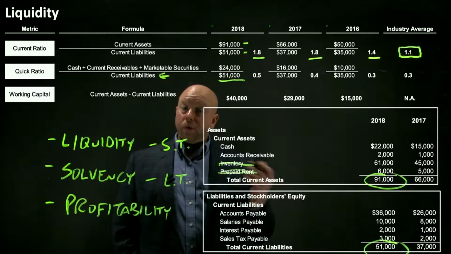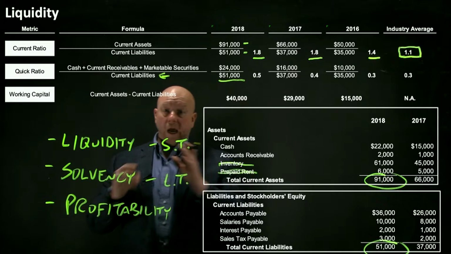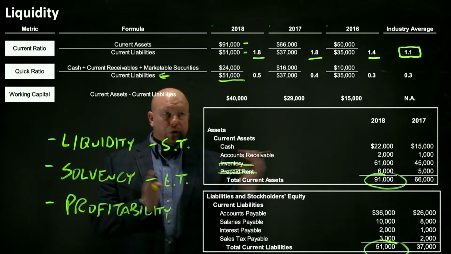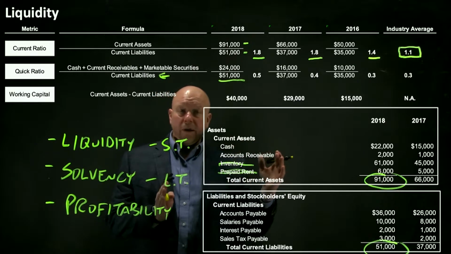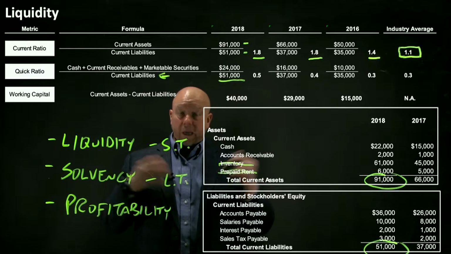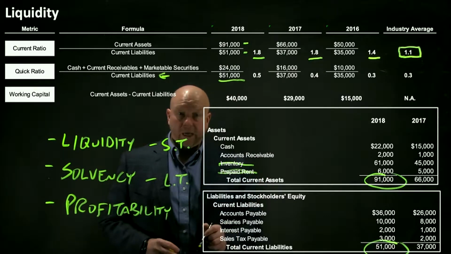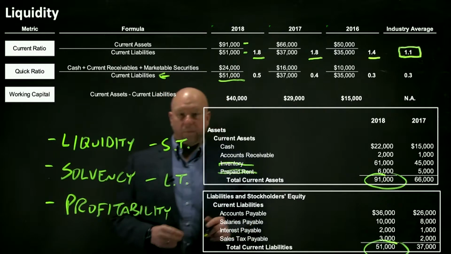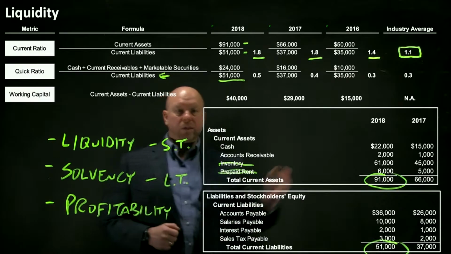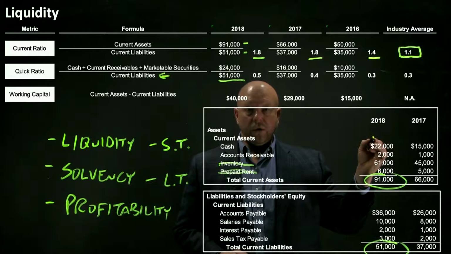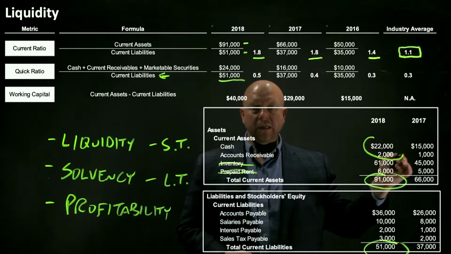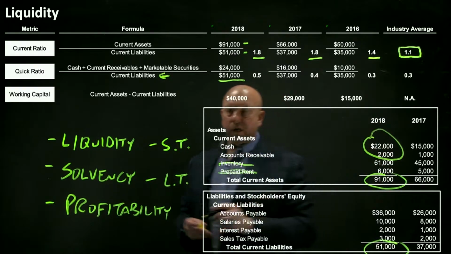Probably not. Prepaid rent does mean that you get to occupy premises or use some machinery or equipment for a certain period of time without paying additional rent. So prepaid rent is a benefit. There's no doubt about that. But it's not a very liquid benefit and not a very liquid resource. So the quick ratio only looks at those highly liquid components of current assets.